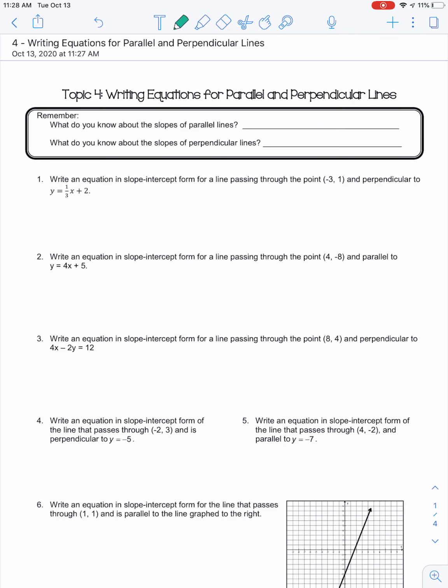Topic 4 is about writing equations for parallel and perpendicular lines. So we're going to start by reminding ourselves what we already know about parallel and perpendicular lines, and then just combine that with what we've learned about writing equations. So it says, remember, what do you know about the slopes of parallel lines?